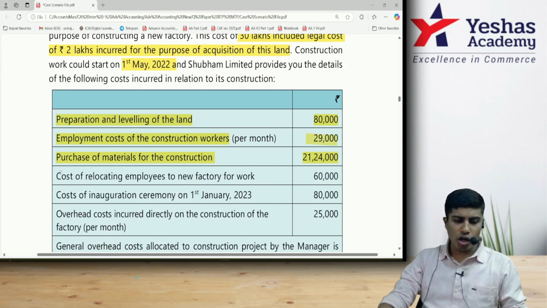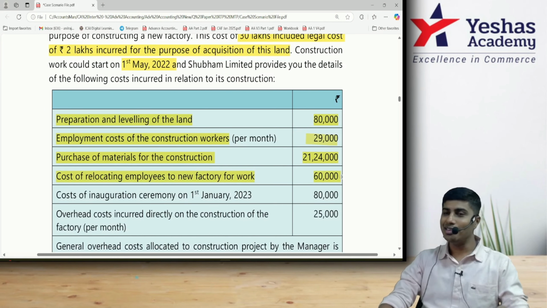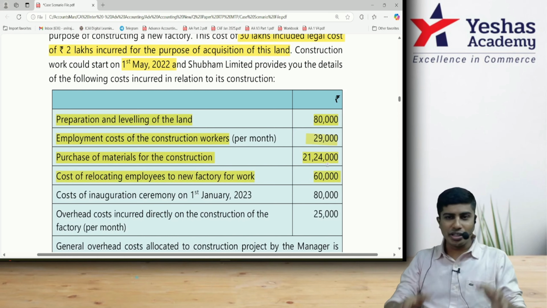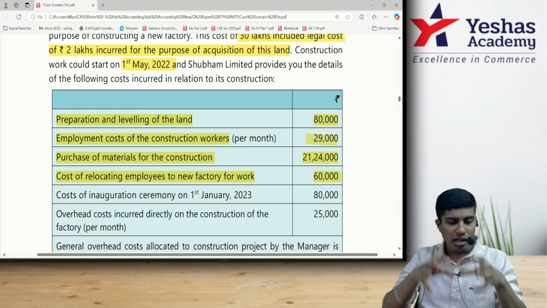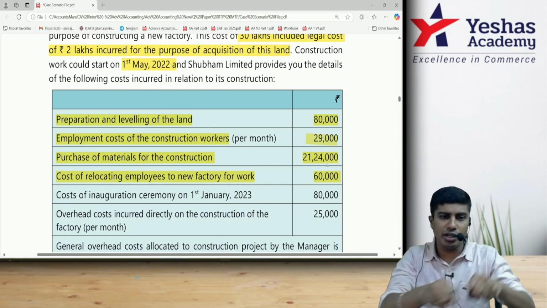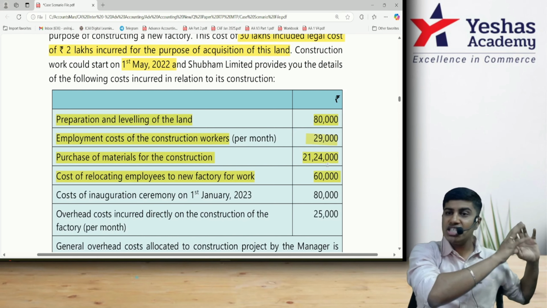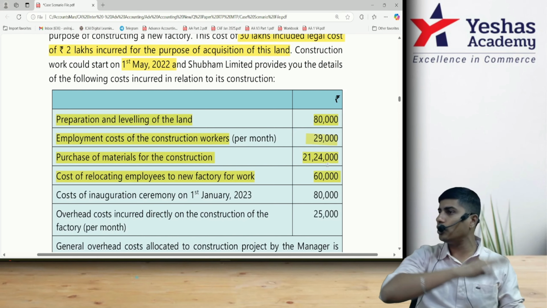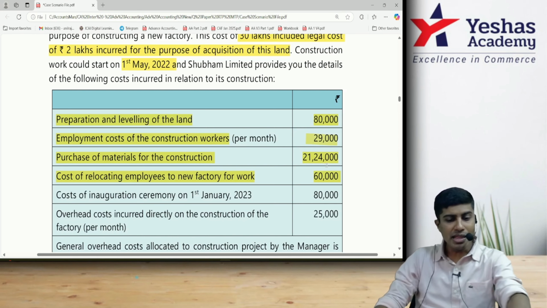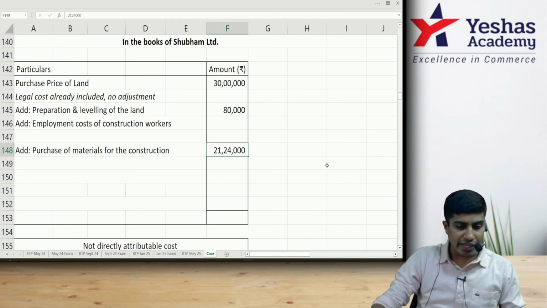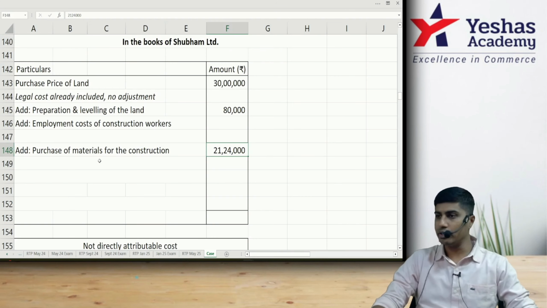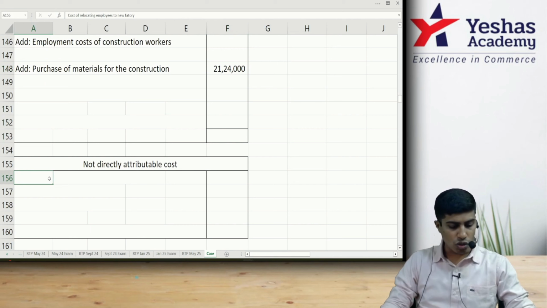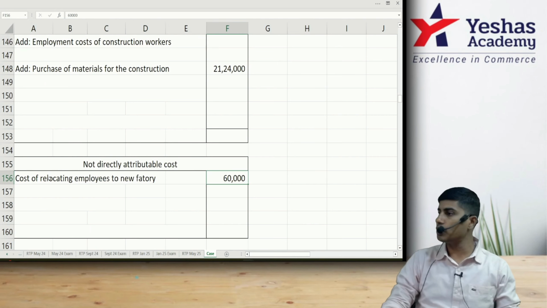Next, I have with me cost of relocating the employees to new factory work. This is not directly attributable. During the construction, the factory cannot run. I'm shifting the employees from one factory to another premises temporarily. Such shifting of employees will add no value to the cost of the new factory. This 60,000 is not a directly attributable cost. It will not be included here. I would say it is not directly attributable cost, 60,000.